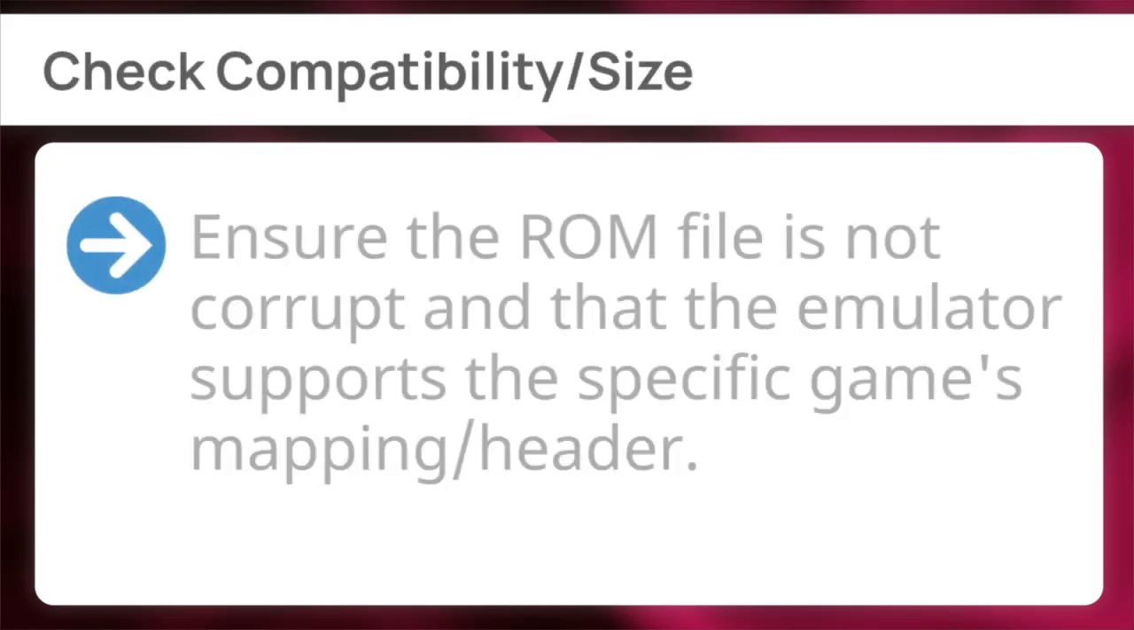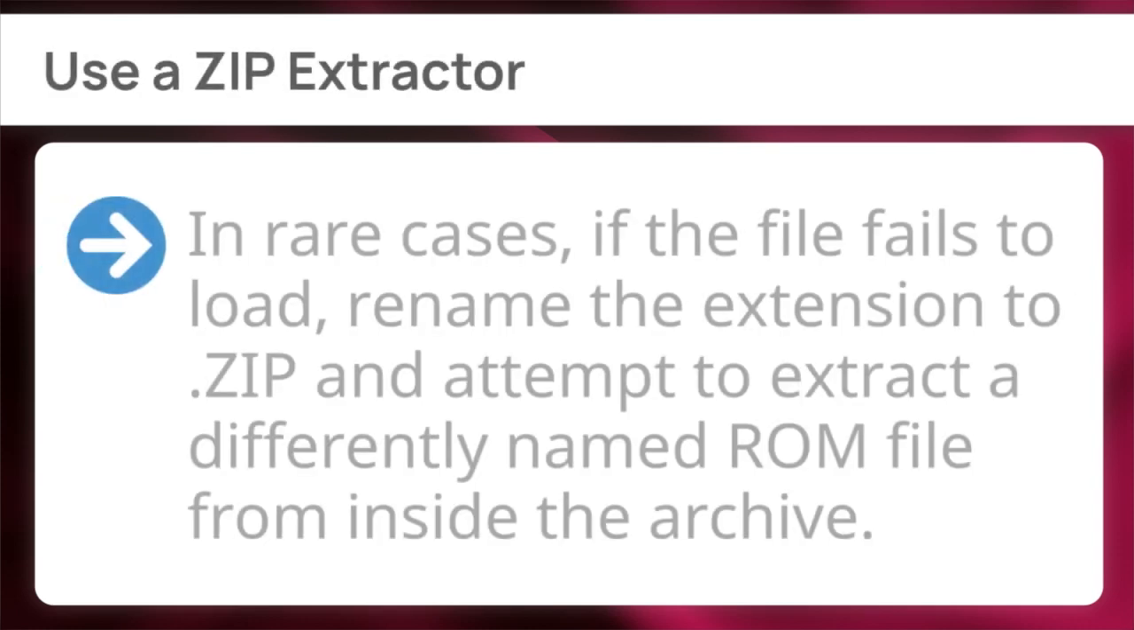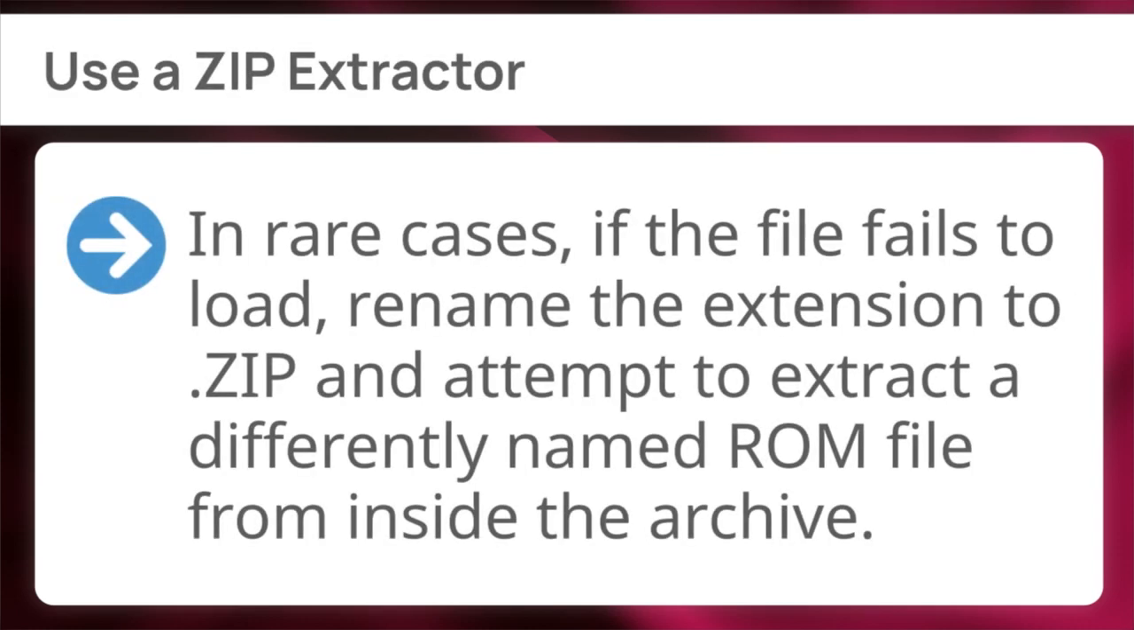Next, check compatibility and size. Ensure the ROM file is not corrupt and that the emulator supports the specific game's mapping and header. Finally, use a ZIP extractor. In rare cases, if the file fails to load, rename the extension to ZIP and attempt to extract a differently named ROM file from inside the archive.